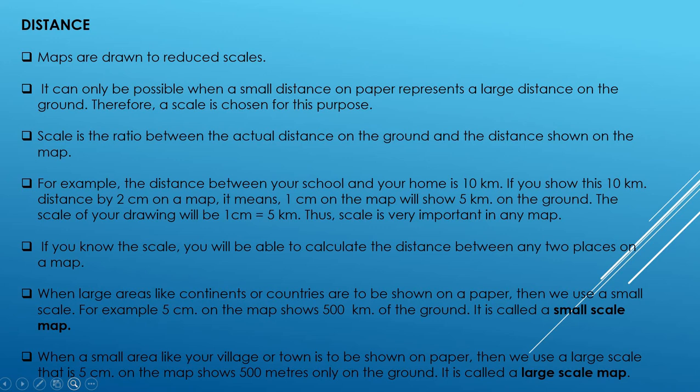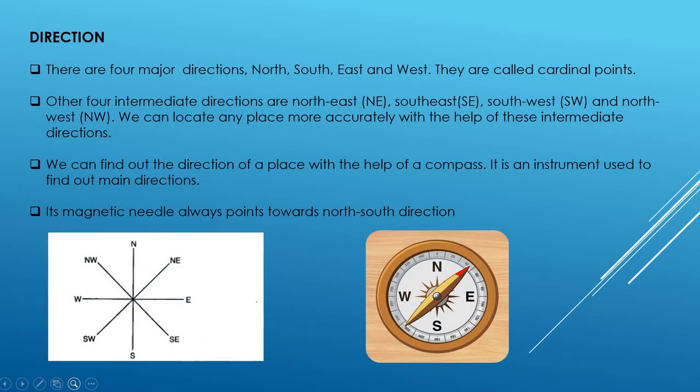This was the first component of a map. Now the second component is regarding direction. So as you all know, there are 4 major directions: north, south, east and west. They are called cardinal points. As you can see here, I have taken this diagram from the NCERT textbook itself. So this is the north direction, this is the south direction, this is the east and this is the west, okay. These are cardinal points.